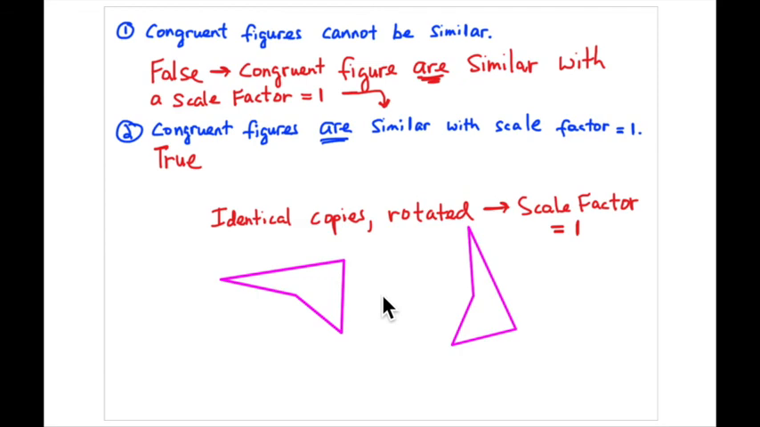All right, so number 2 is true. Congruent figures are similar with scale factor of 1. And number 1 is false. Congruent figures cannot be similar. Actually, congruent figures are always similar, again, with a scale factor of 1.